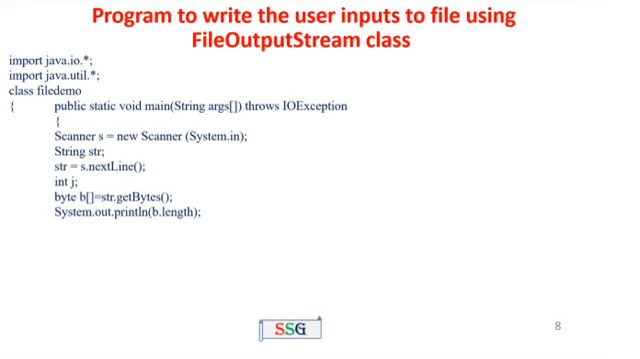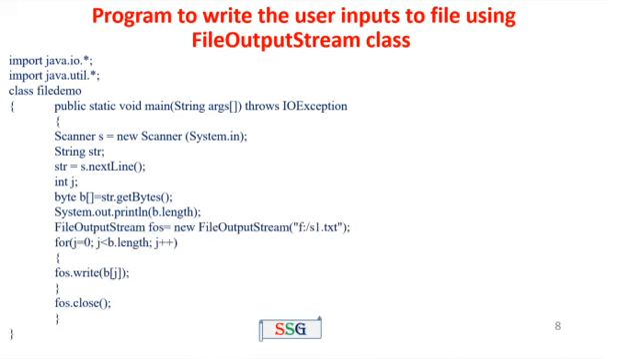For example, s.nextLine() gets one line of input from the user. That input is converted to bytes, then the final data is stored in the b array. For example, if your input is hello, the size is 5, so the 5 values are stored in the b array. The next, System.out.println(b.length) outputs 5, so b.length equals 5.